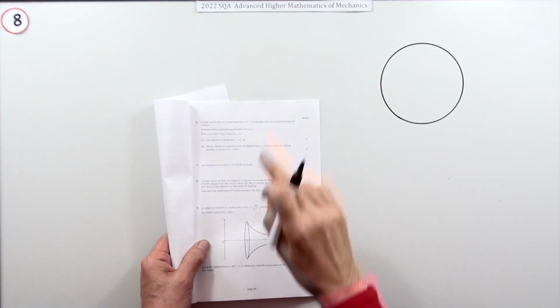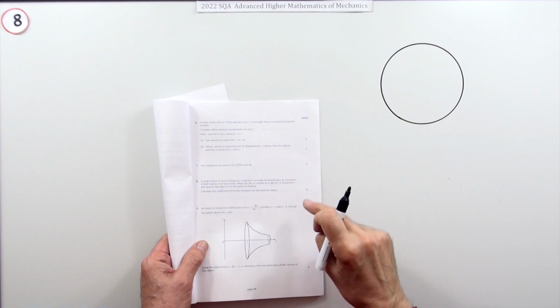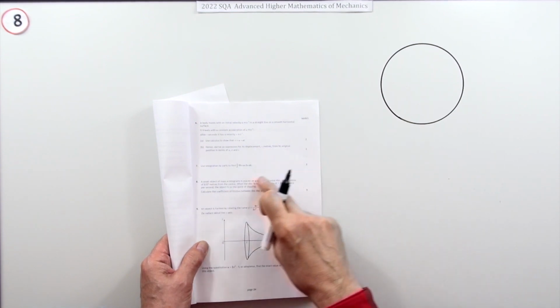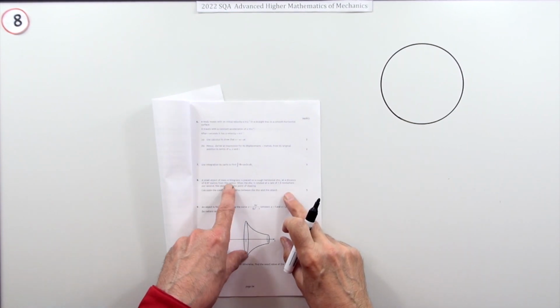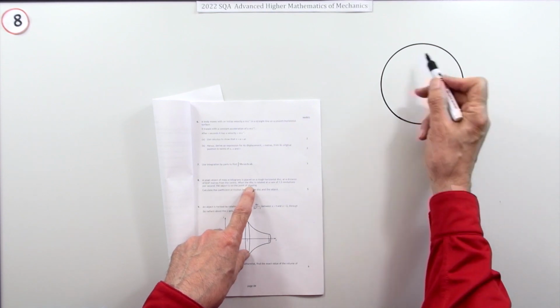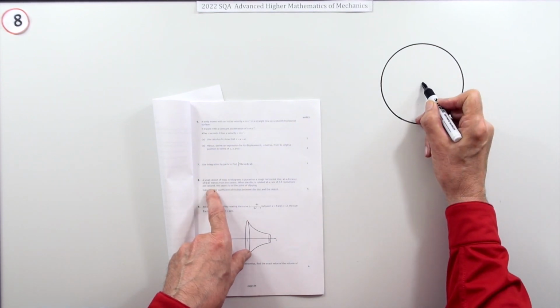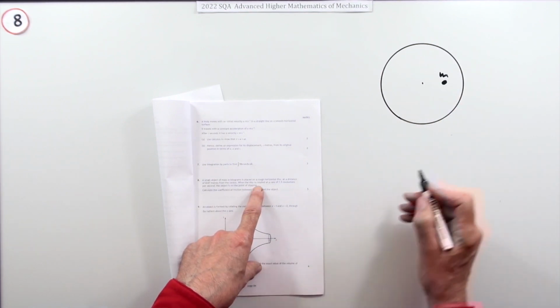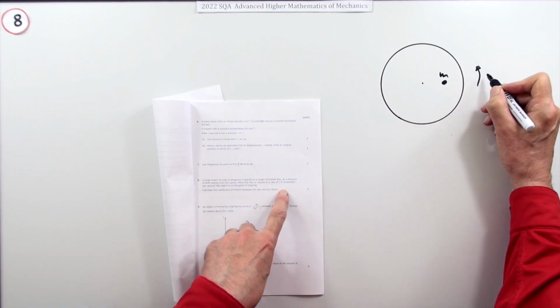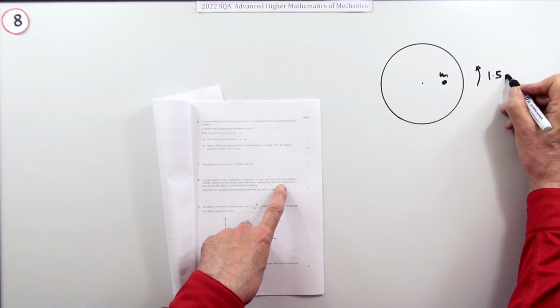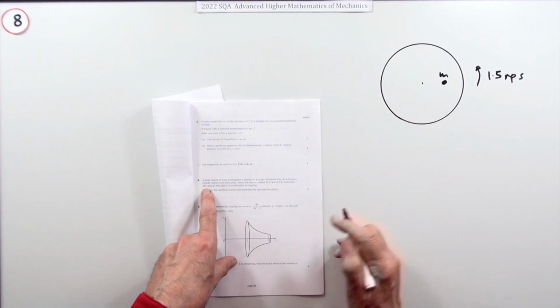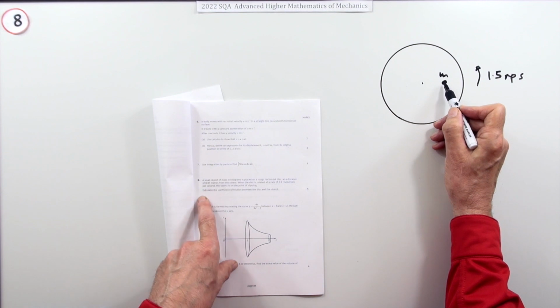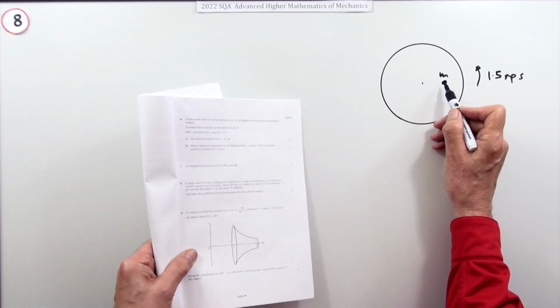So number 8 then, from the 2022 mechanics paper, 5 marks here for, now it's a rotating system. A small object of mass m is placed on a rough horizontal disc at a certain distance from the centre, so there's that little mass there. The disc is rotating at 1.5 revolutions per second. And this is just on the point of slipping. If that's the case, calculate the coefficient of friction.